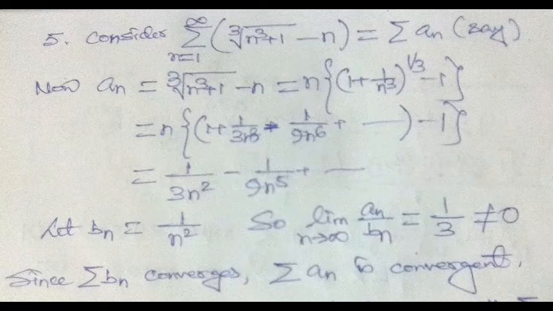Then we have to compare it with another series, say for example b_n equals 1 by n square. Then limit of a_n by b_n as n tends to infinity will be 1 by 3, which is a non-zero number. Then by comparison test, since summation b_n, that is summation 1 by n square, is a convergent series, therefore the given series summation a_n must be convergent.